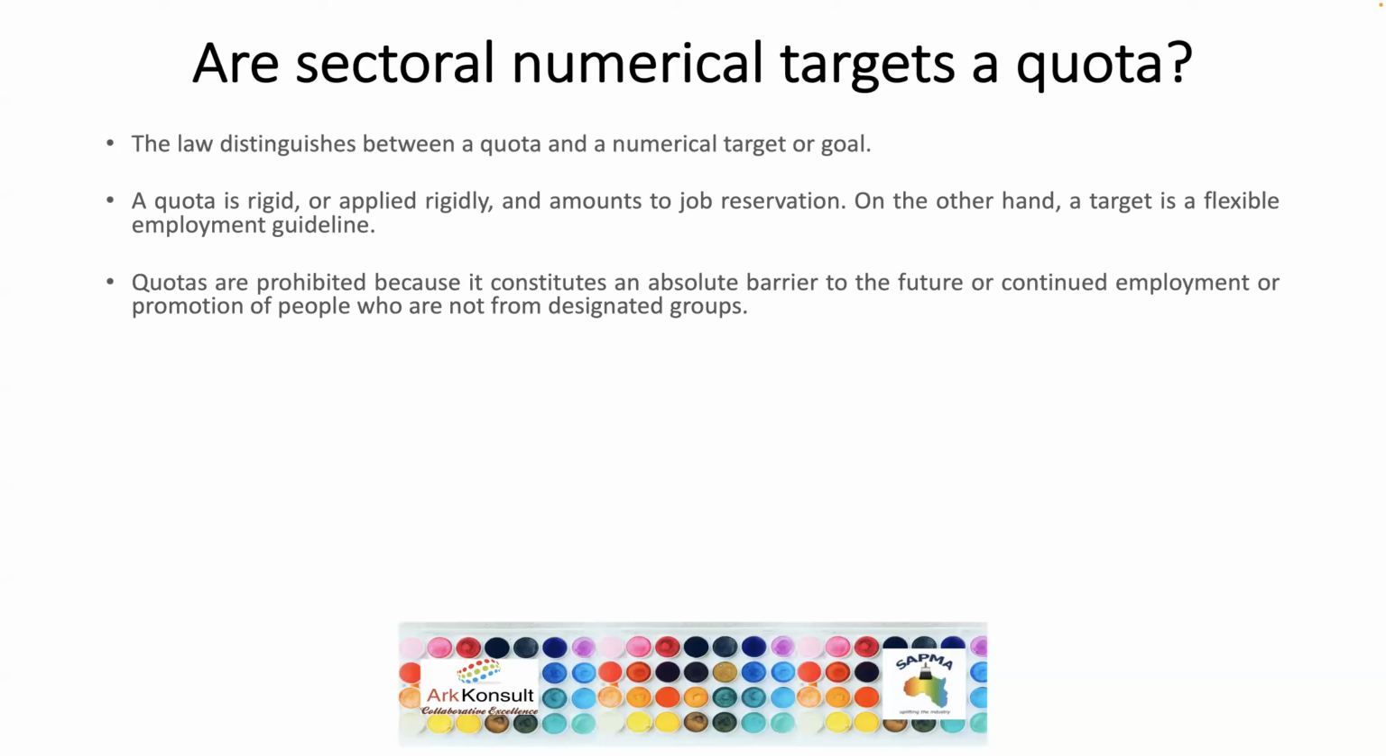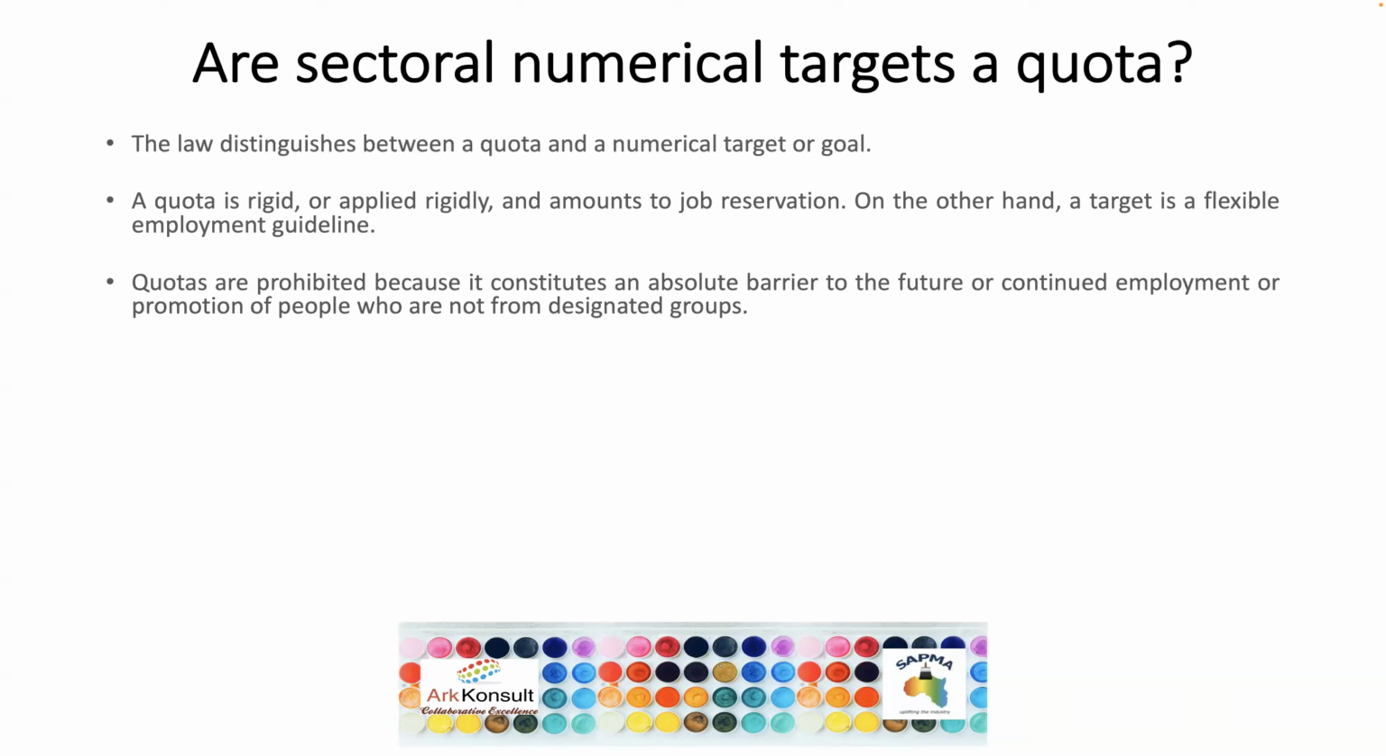If the sectoral targets were determined to be quotas, then they would be determined by our courts of law to be a barrier to the future or continued employment or promotion of people who are not from designated groups. In other words, people who are considered to be Black, Indian, colored, or Chinese people naturalized before 1994.